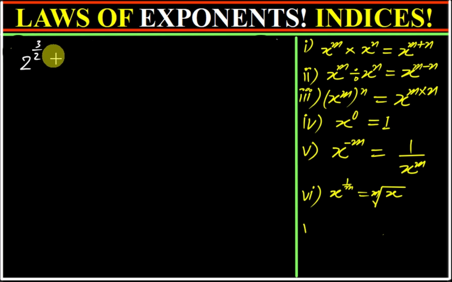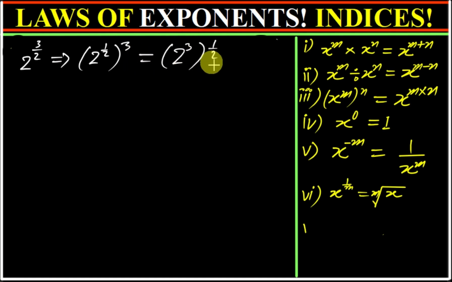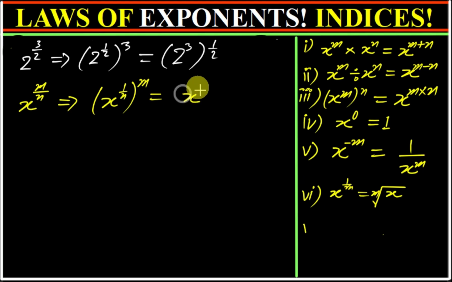Okay, if something is like this, 2 raised to the power 3 upon 2. What I said, it can be written like this, either 2 raised to the power 1 by 2 and overall power 3, or it can be written 2 raised to the power 3 and overall power 1 by 2. So in the same way, if we have something in general like x raised to the power m upon n, how can we write it? We can write it like this, x raised to the power 1 upon n and overall power m, or we can write x raised to the power m and overall power 1 upon n.